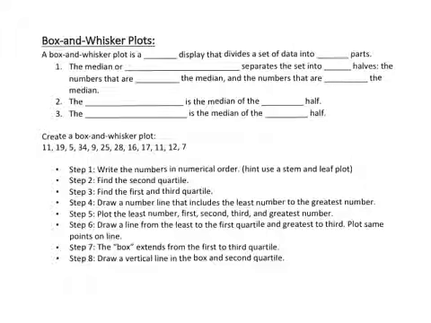So today we're talking about box and whisker plots. A box and whisker plot is a data display that divides a set into 4 parts. The median, or second quartile, which you should remember based on what we talked about on Monday, is going to separate the set into 2 separate halves to start.